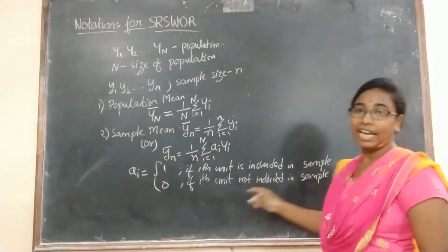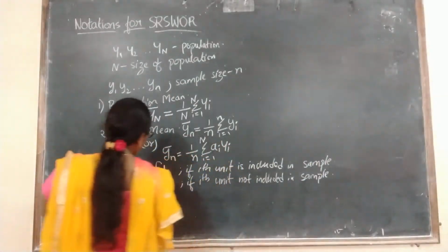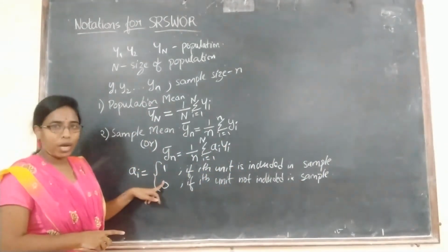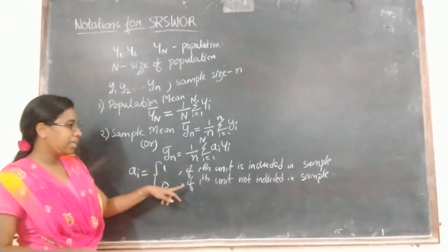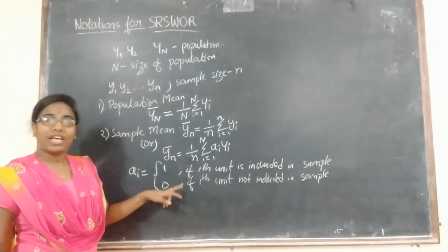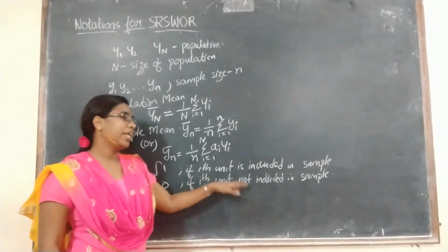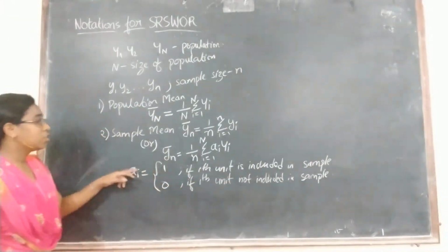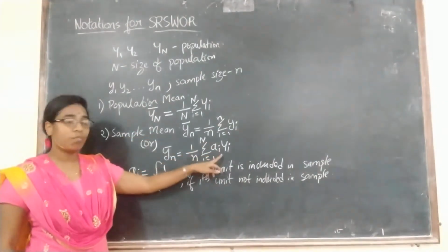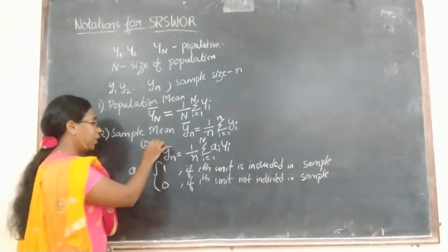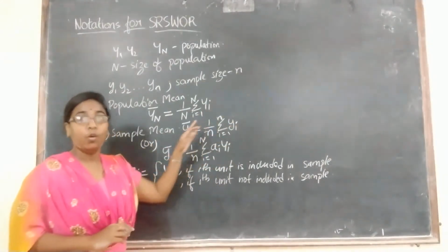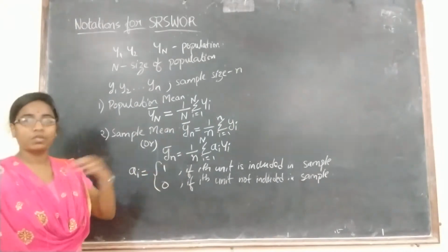So this ai is a binary value which takes the values 1 and 0. You will take 1 if that ith unit is included in the sample, and you will take 0 if the ith unit is not included in the sample. Whenever you are converting your sample mean in terms of population values, you will use this formula. Only for the conversion purpose we will use this formula.